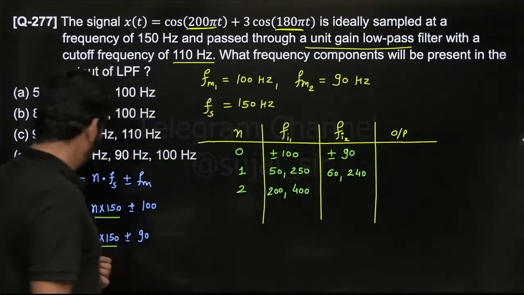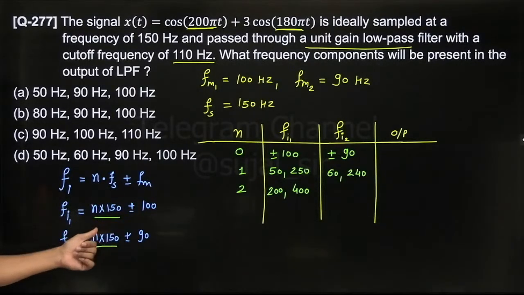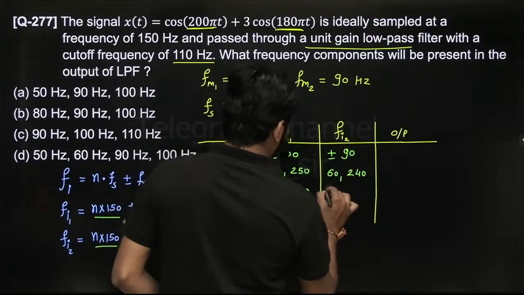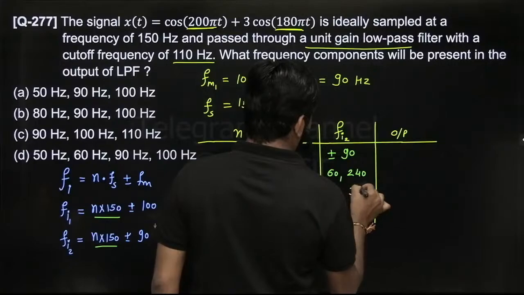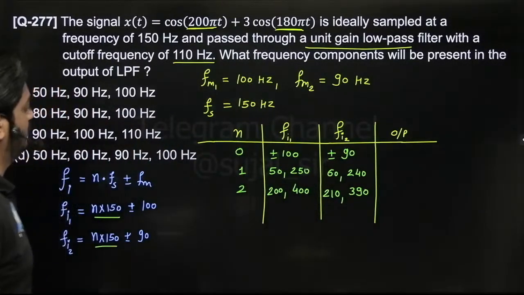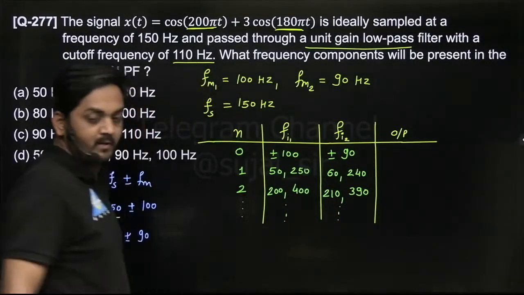You can take n equal to 2 also. 300 plus 100, that is 400. 300 minus 100, that is 200. 300 plus 90, 300 minus 90. So again add 150 here. If you add 150, it will be 210, and if you add 150, then it will be 390. And so on. You can calculate. Now let us observe.